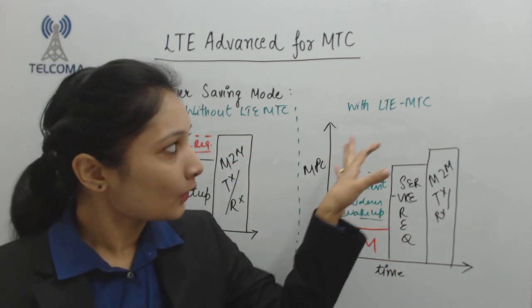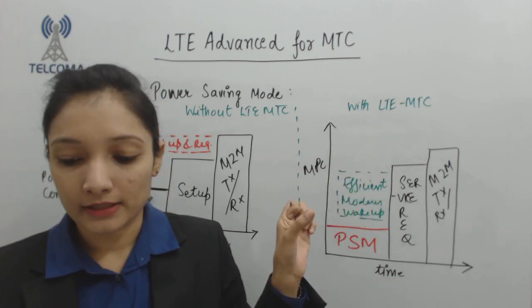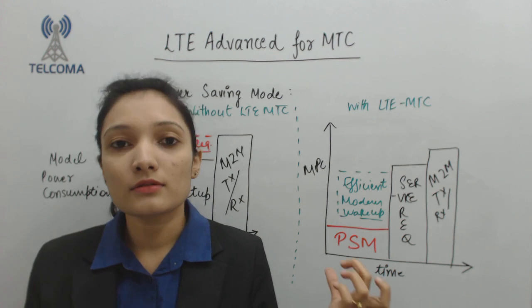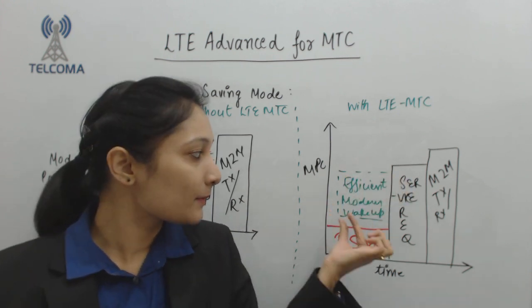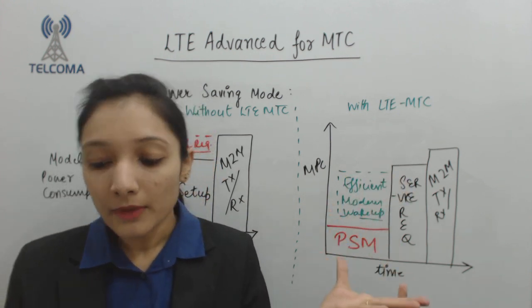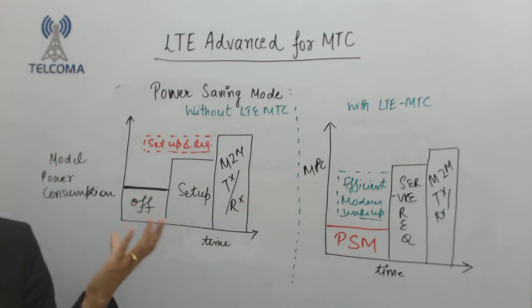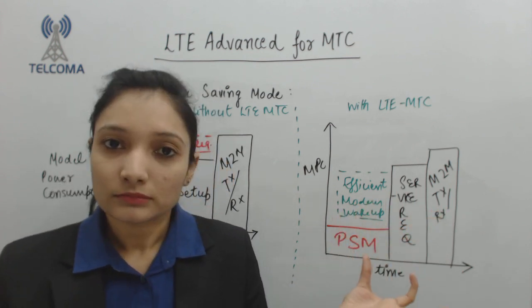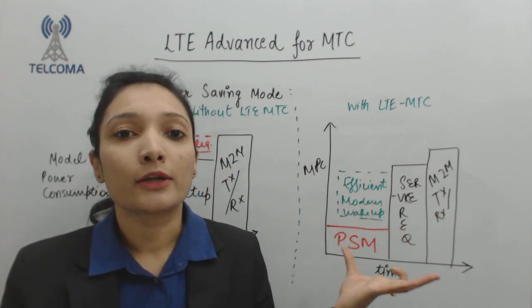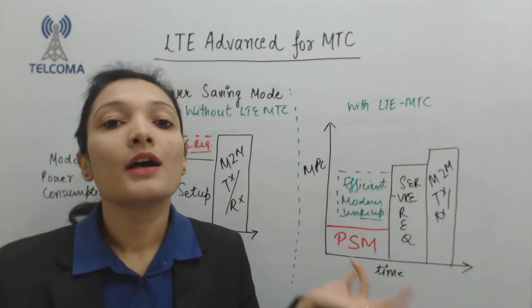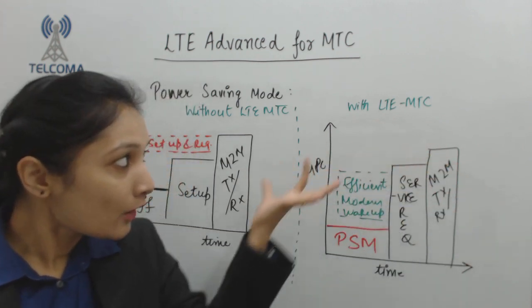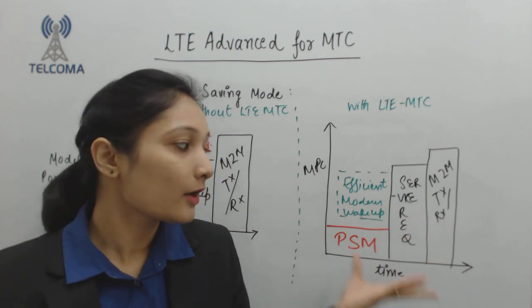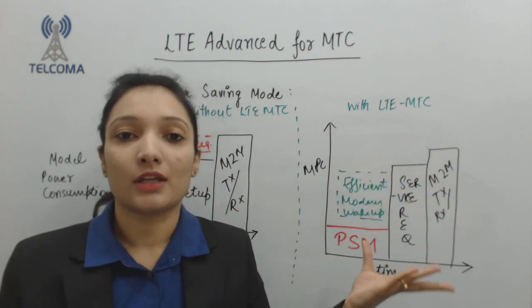Now, in this case with LTE MTC, I have my power saving mode. That means the device always remains registered to the network, but it has the capability of efficient modem wake up. Whenever it needs to transmit data, only the modem is required to be woken up. Every time you don't have to register to the network, so that means it reduces the signaling load. So this is how this LTE-MTC system is a better approach for machine type communications here.